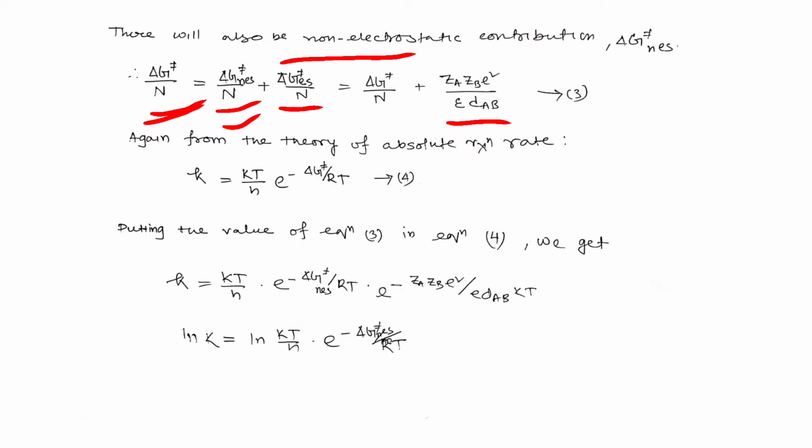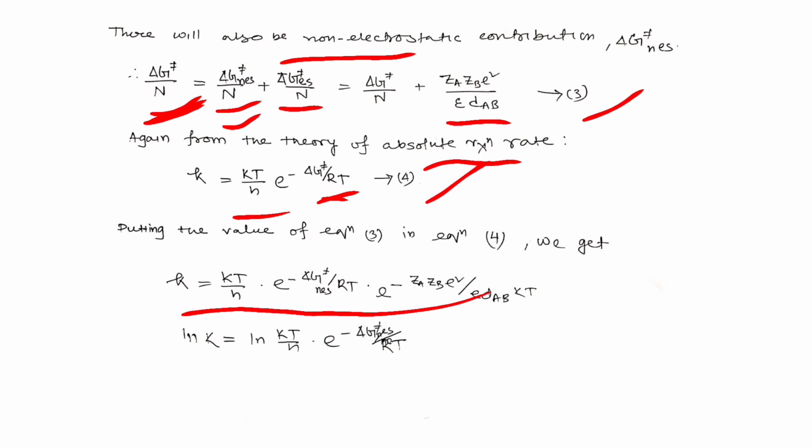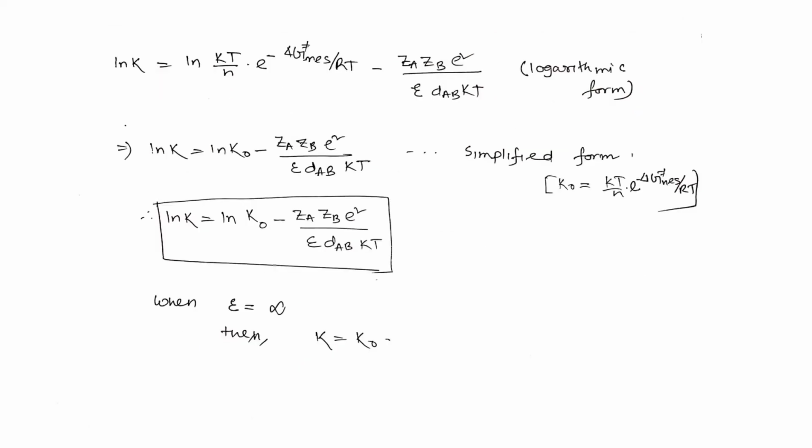So we will get this one, and again from the theory of absolute reaction rate we know k is equal to kT by h into e to the power minus delta G hash by RT. So from equations 3 and 4, by comparing these two equations or by putting the value of this delta G hash here, we can write this equation. Just by putting this value here we will get this equation. This is actually wrong, so we'll go to the next slide.